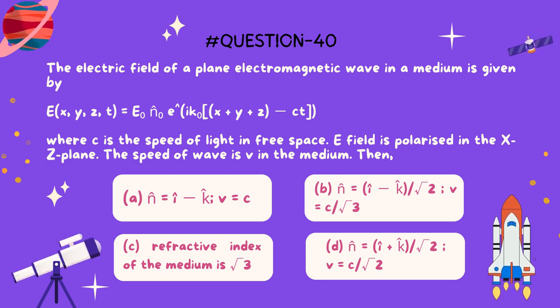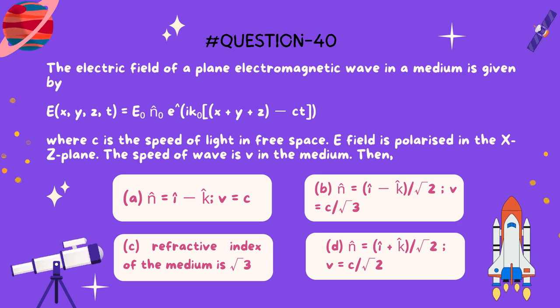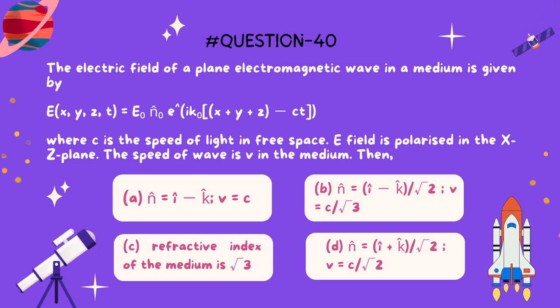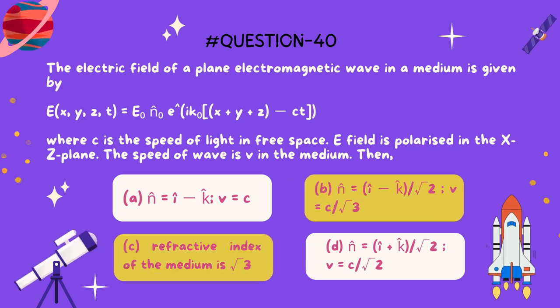C. Refractive index of the medium is square root of 3. D. n hat equals i hat plus k hat divided by square root of 2, v equals c divided by square root of 2. Correct answer B and C.